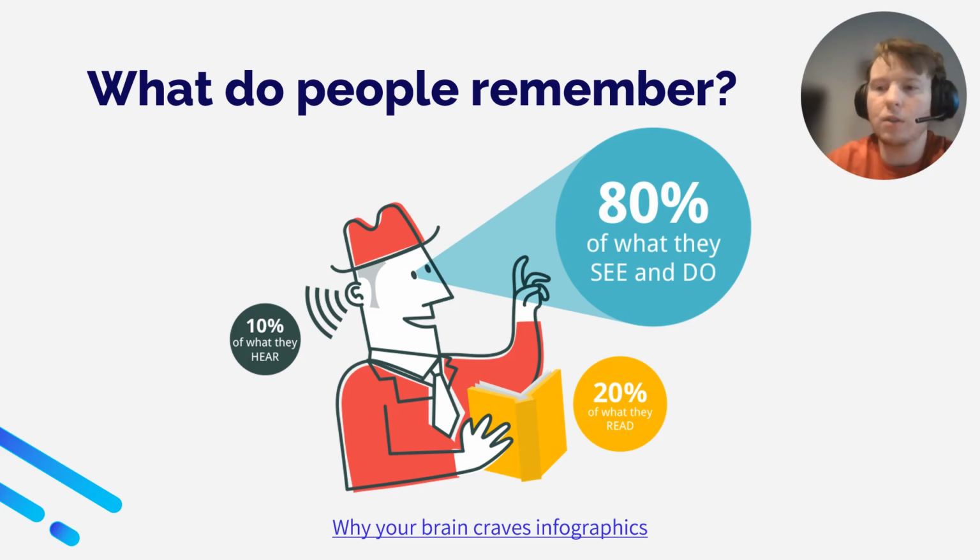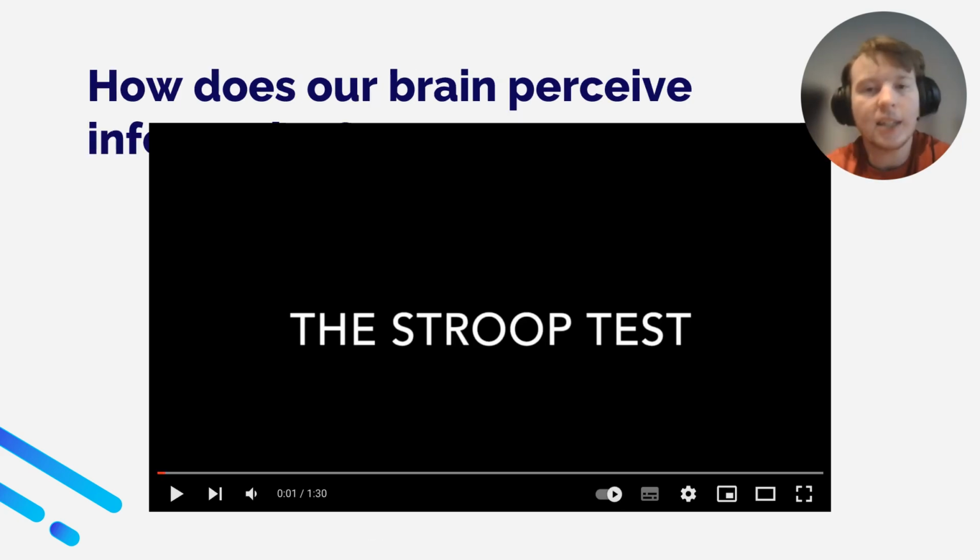So we want students to explore this page, why your brain craves infographics, on their own. Some potential questions that you could ask them are, what are some advantages to infographics? What problems can infographics help solve? And what makes infographics efficient? Next up, we have a video of the Stroop test. So students should try to go through this video reading the color of the word and not the word itself, which is more challenging than it sounds.